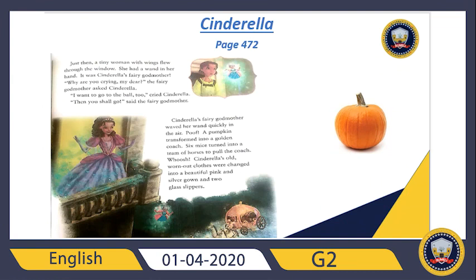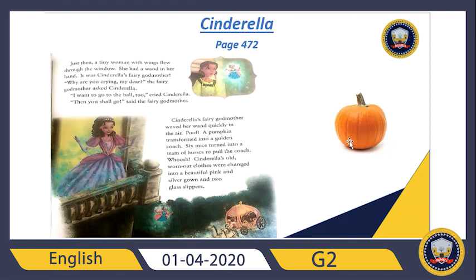So see, here we have a magical character. Cinderella has a fairy godmother. "Why are you crying, my dear?" the fairy godmother asked Cinderella. "I want to go to the ball too," cried Cinderella. "Then you shall go," said the fairy godmother. Cinderella's fairy godmother waved her wand quickly in the air. Poof! A pumpkin transformed into a golden coach.